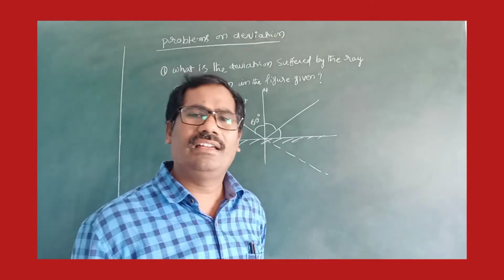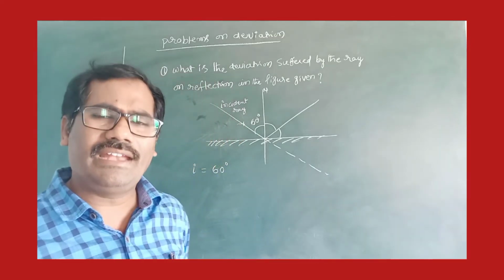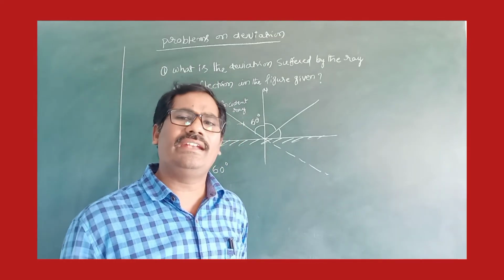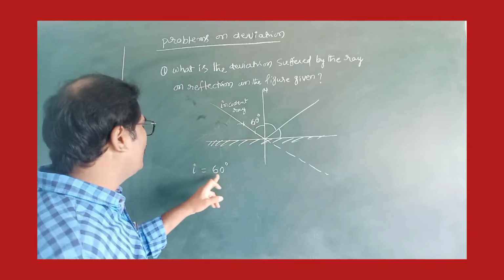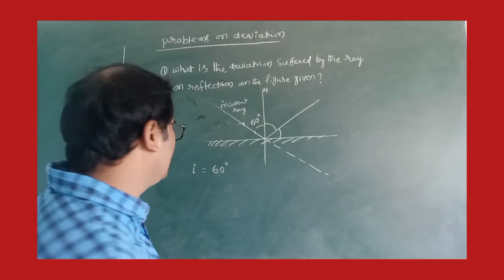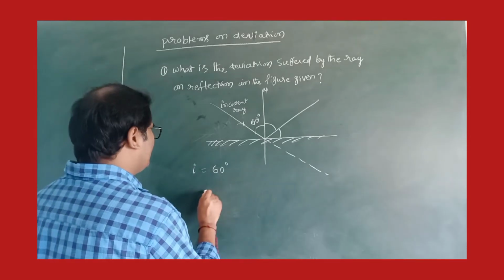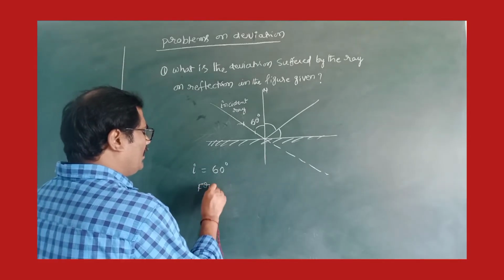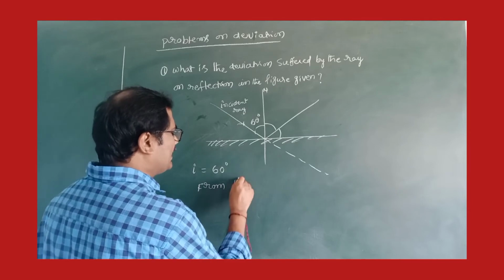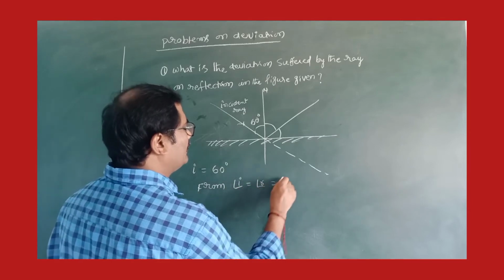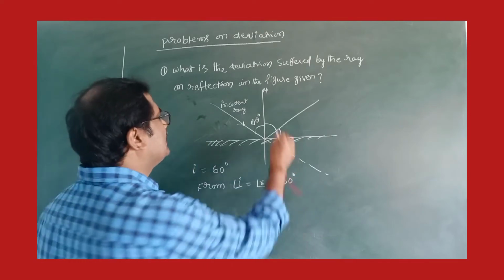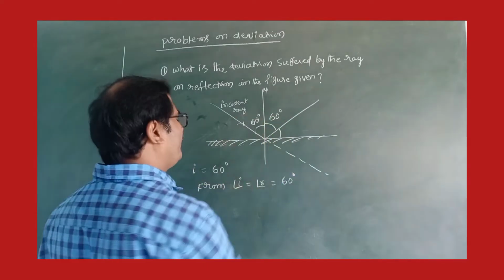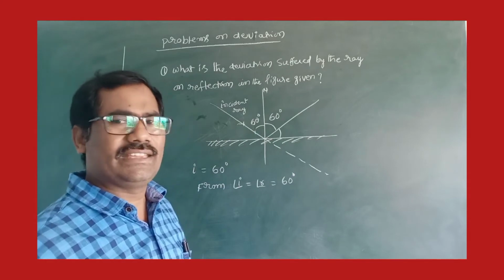Then find the reflection angle, the deviation angle, and the glancing angle also. Listen, the angle of incidence is 60 degrees. From the first law of reflection, angle i is equal to angle r, so r is 60 degrees. The reflection angle is 60 degrees.